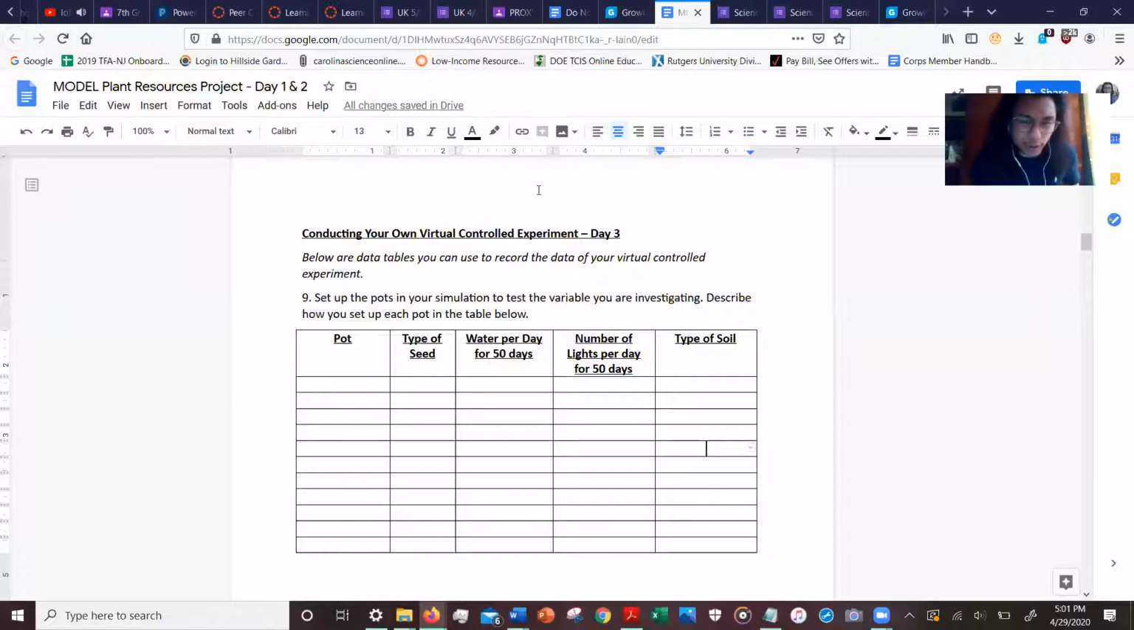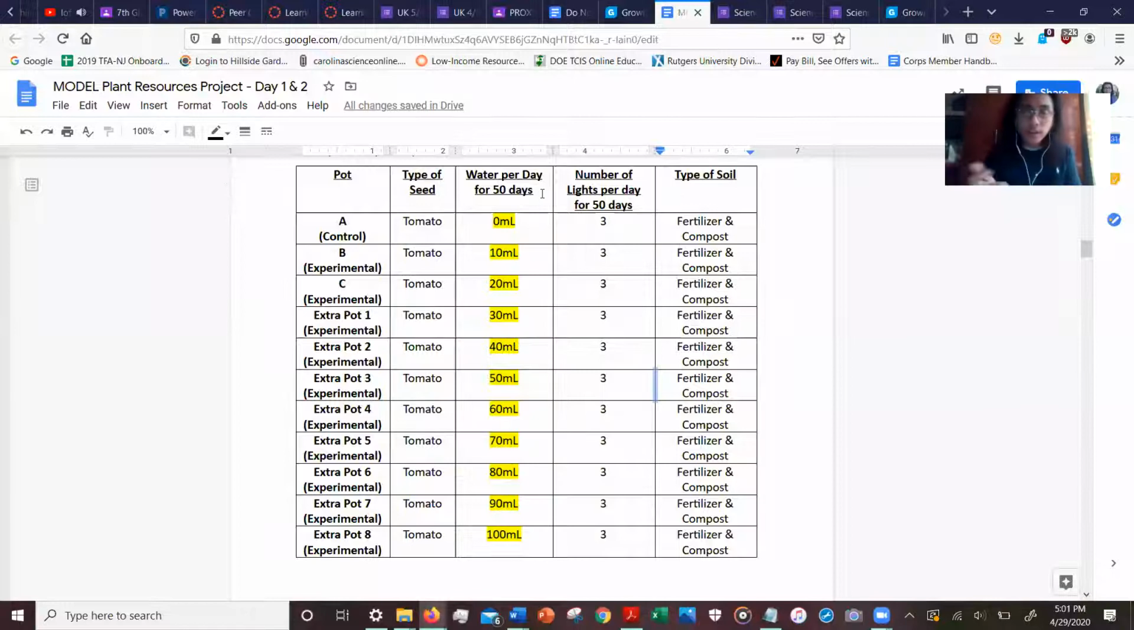Now that we got that out of the way, go ahead and fill out your groups under pot, which means the different types of groups you have, and so on. Type of seed, water per day. There we go. I went ahead and completed mine.